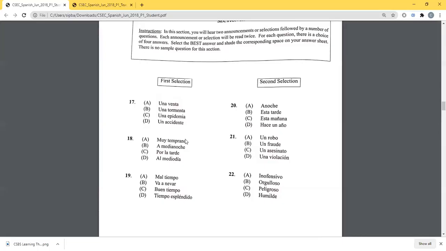Bueno, buenísimo. Question 17. ¿De qué trata el aviso? 18. ¿A qué hora va a llegar? Question 19. ¿Qué tiempo va a hacer?